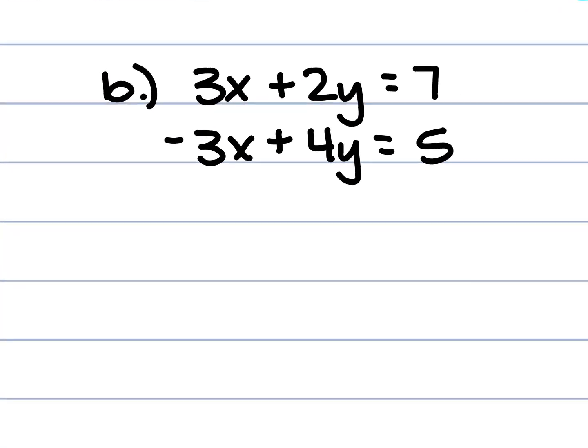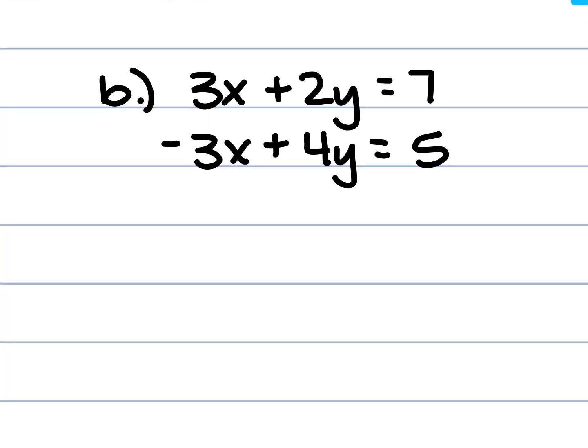All right, let's look at B. So first thing I want to check for is if I have the same number but opposites with the same variable. Do I have that here? Yeah. Which ones? The x's or the y's? So the x's. So which is going to be the variable that I eliminate? The x's, because I have the same number but opposites. So I'm going to eliminate the x's. 3x minus x is just 0. They cancel out. Say bye to the x's.